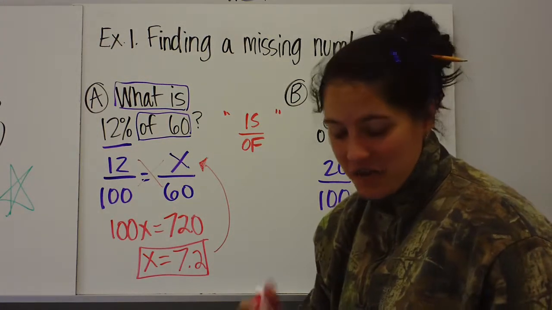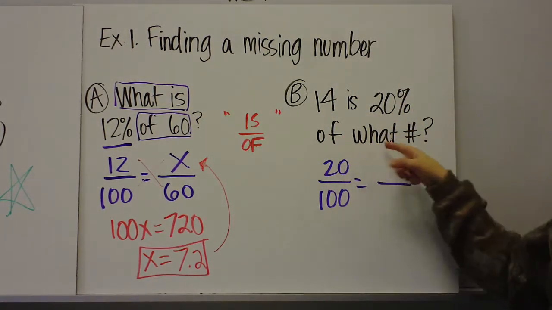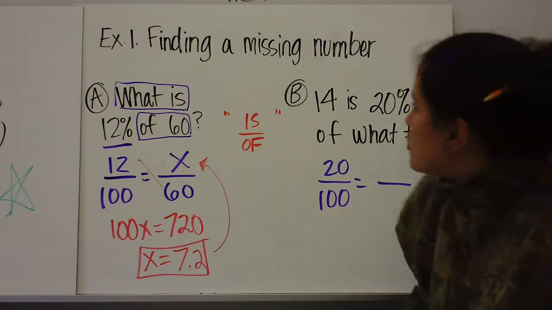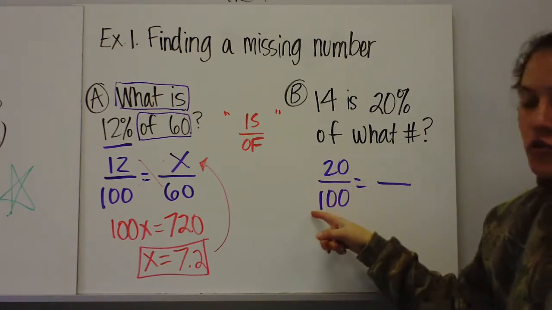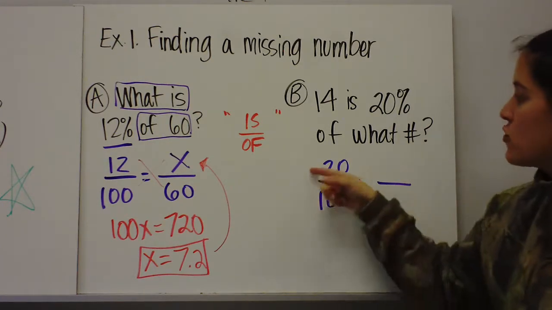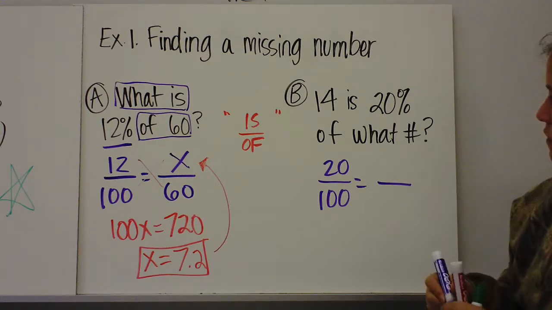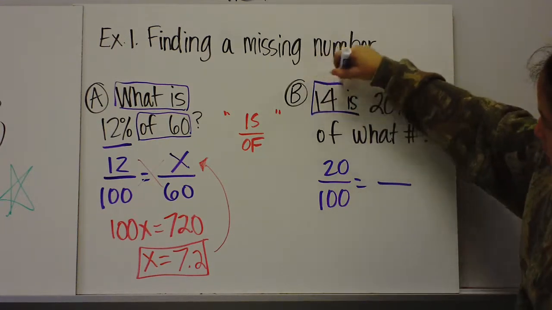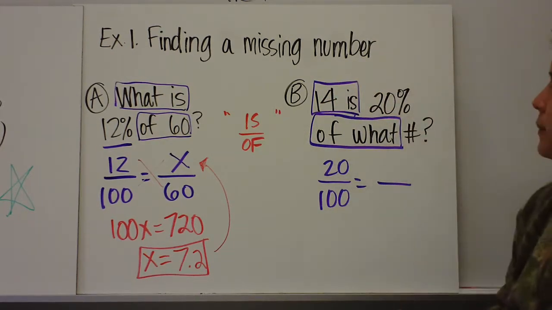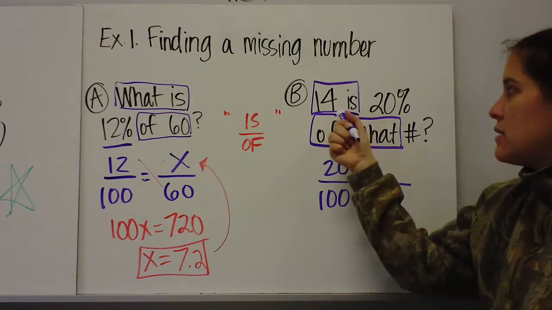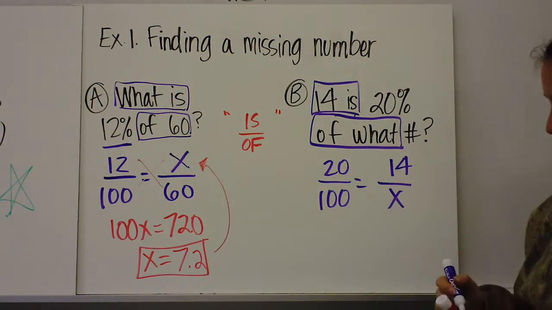Alright, so let's do another one together. 14 is 20% of what number? So notice I found my percent, 20 over 100. You always find your percent first, 20 over 100. And then it breaks down into 14 is of what number? So 14 is means is goes on top. And of what number goes on bottom?